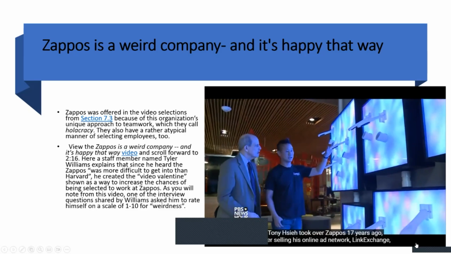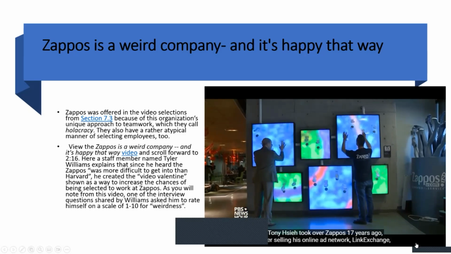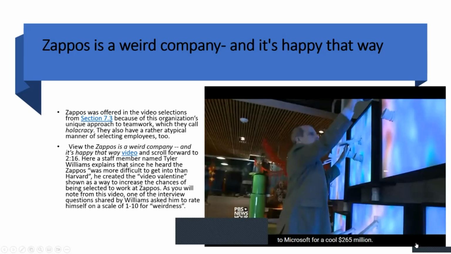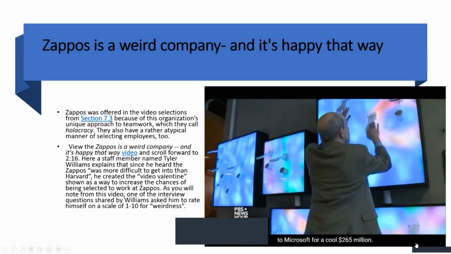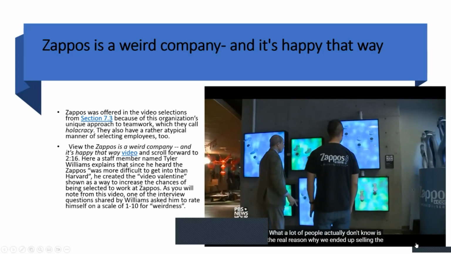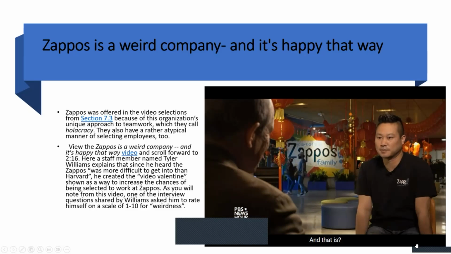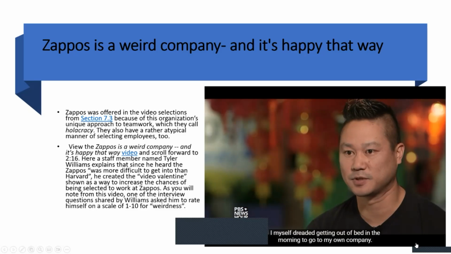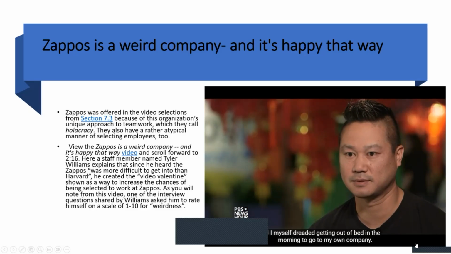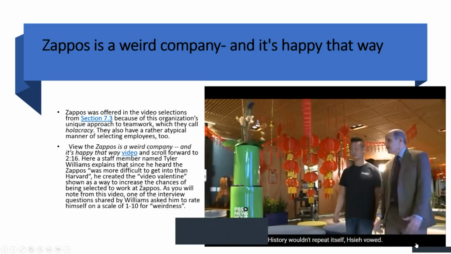Tony Hsieh took over Zappos 17 years ago after selling his online ad network, Link Exchange, to Microsoft for a cool $265 million. What a lot of people actually don't know is the real reason why we ended up selling the company. And that is? Because the company culture just ended up going completely downhill. I myself dreaded getting out of bed in the morning to go to my own company. History would not repeat itself, Shea vowed.